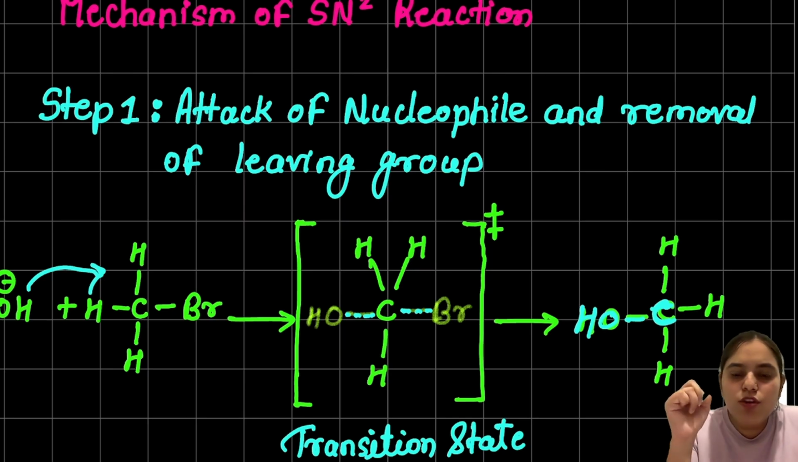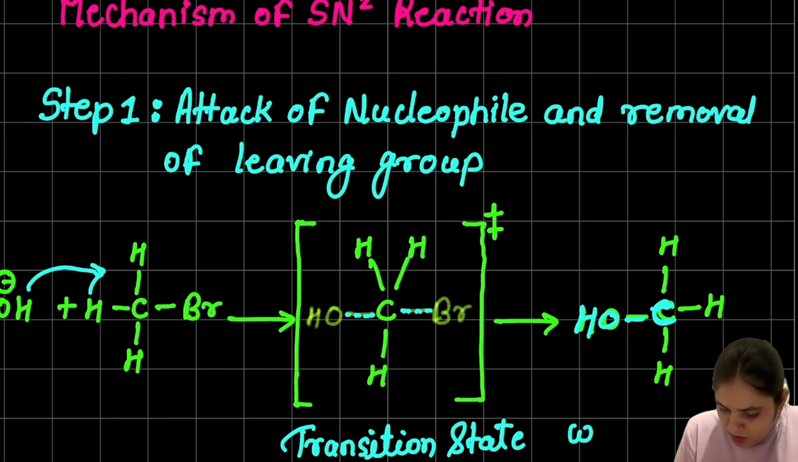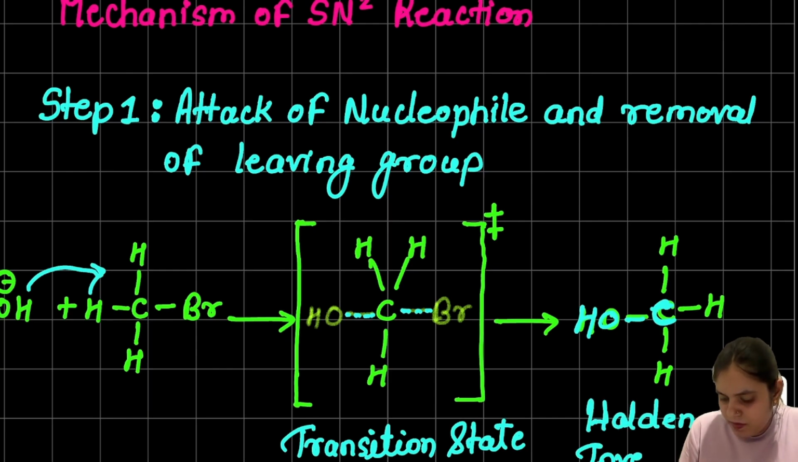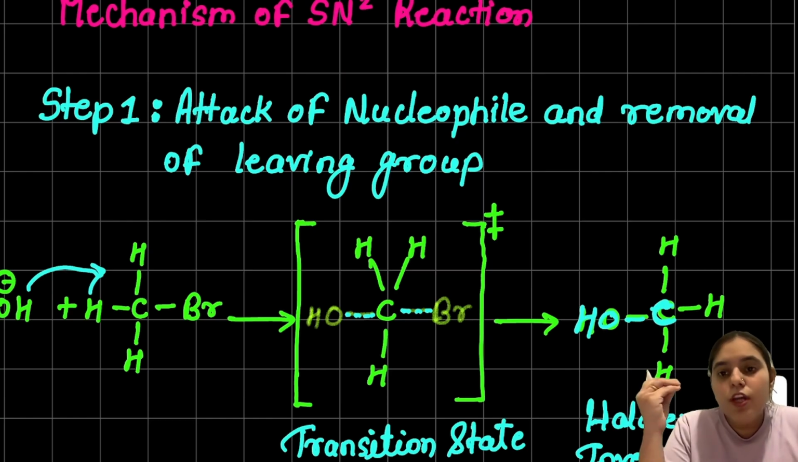Because the attack occurs from the back side, the product shows the inversion of configuration. It is also known as the Walden inversion. Finally, the alcoholic product is formed and this is the inversion product.